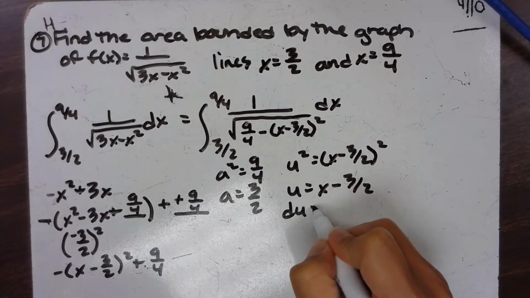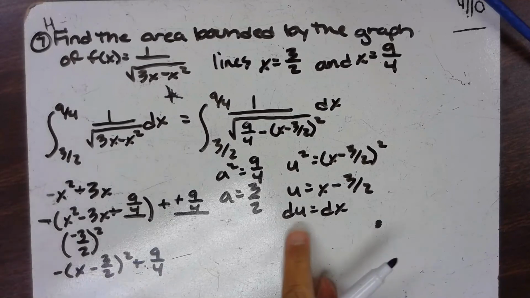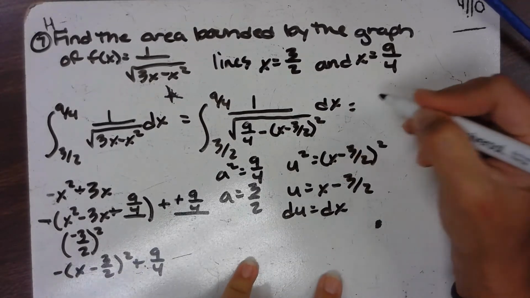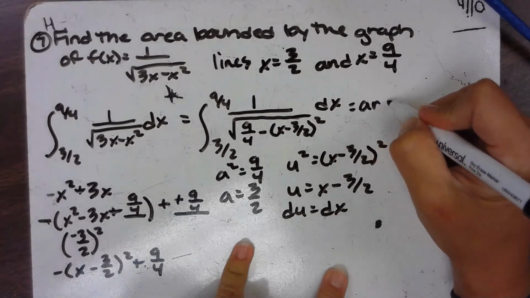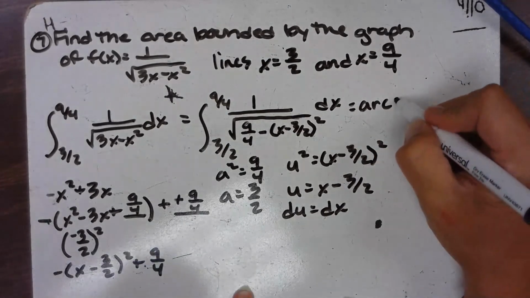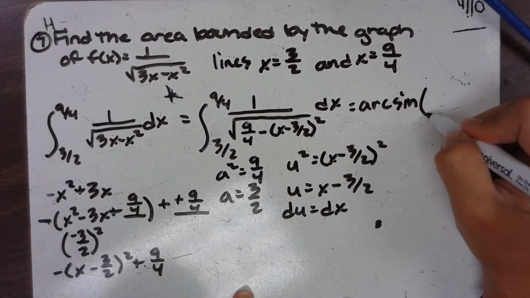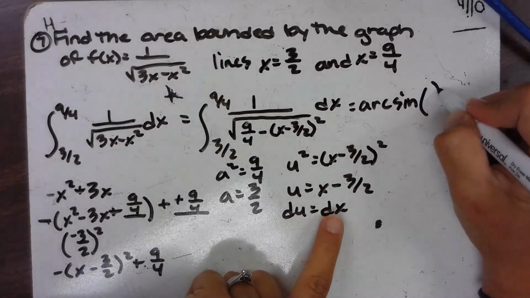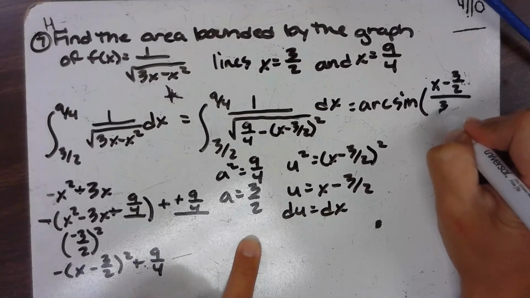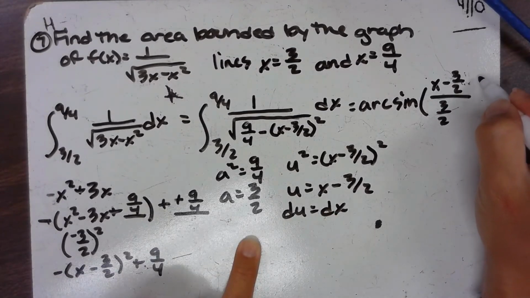And then remember, we got to continue and do the derivative. I don't need anything extra. So this is straight up arc sine. I don't remember, arc sine is the one that does not have the 1 over a. This is u, so this is x minus 3/2 over a.